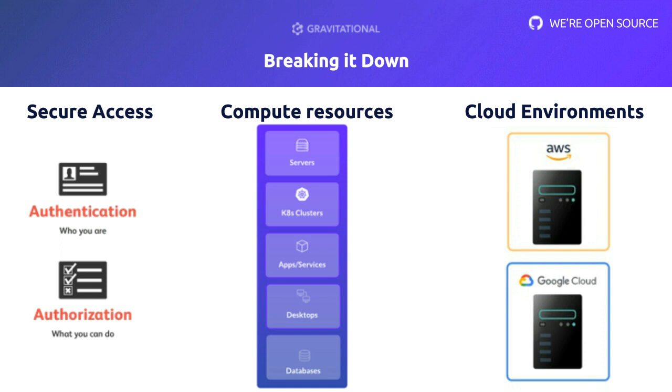The next segment is compute resources. What are compute resources? That's just any type of infrastructure resource that has some type of processing capability. In cloud environments, most of this is virtualized. We're talking about servers, clusters, applications, databases. But there's also that hardware element. You have your desktops and perhaps any other devices that might be part of your network.